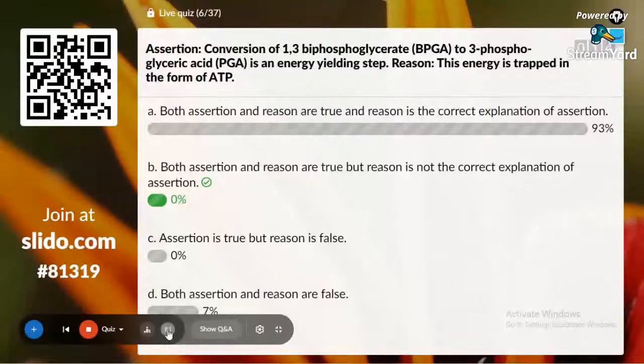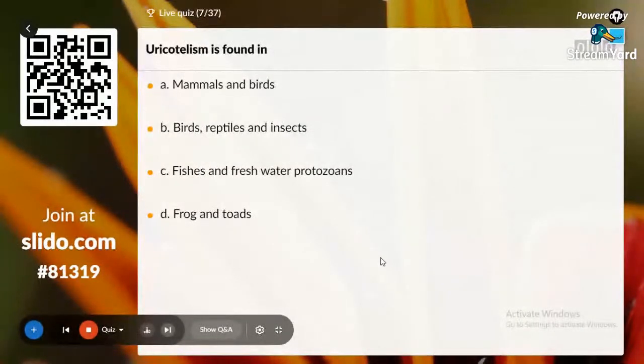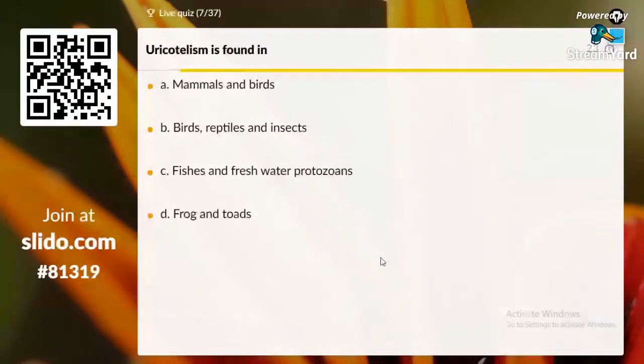Seventh question on the screen. Very important, very easy question. 25 seconds for you to answer. Uricotelism is found in option A mammals, option B mammals and birds, option C birds, reptiles and insects, fishes and freshwater protozoan, and option D frog and toad.